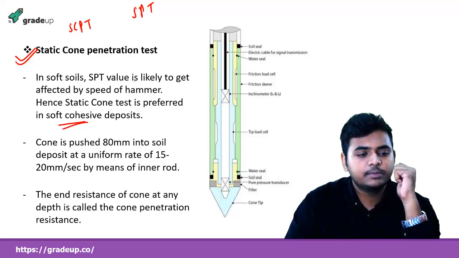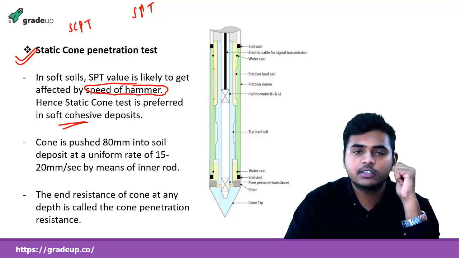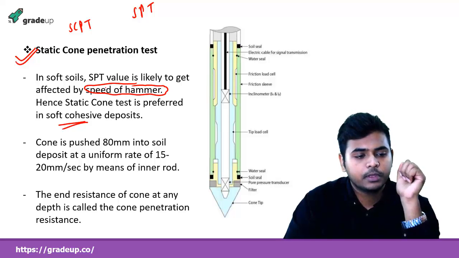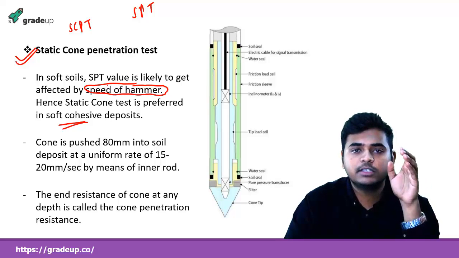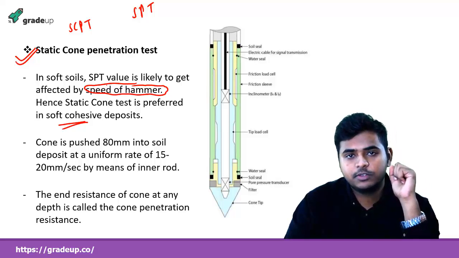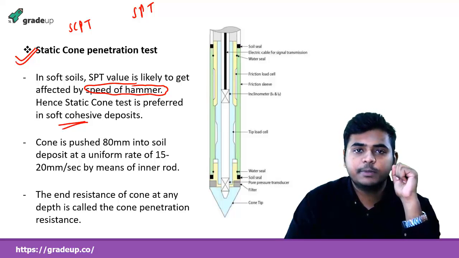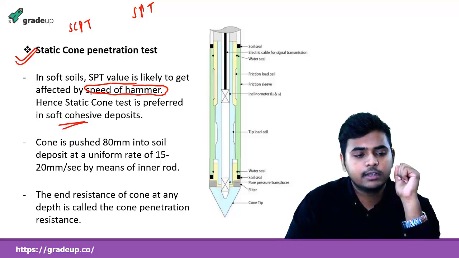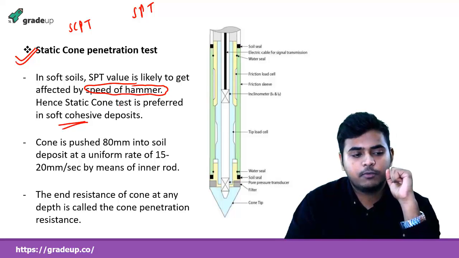In soft soil, the SPT value is likely to get affected by the speed of the hammer. Naturally, we know when there is a soft soil, then it depends on the speed of the hammer, that is the rate of blow at which we are giving. That will also affect the SPT value in case of loose soils. So the static cone test is performed here.